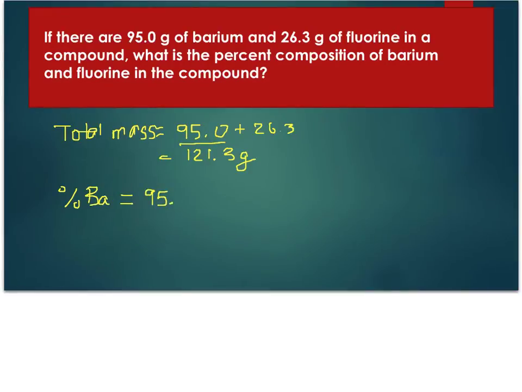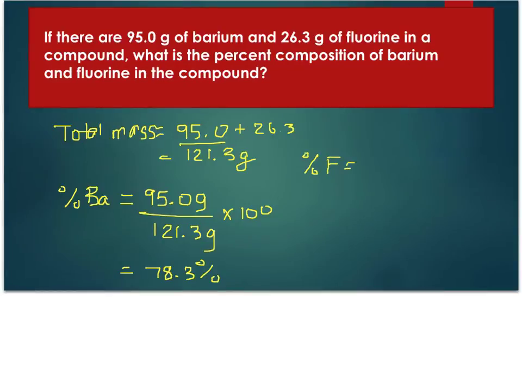So to find the percent of barium, which is our first element, we take the part, which is 95.0 grams for barium, divided by 121.3 grams, and we multiply that by 100. If you calculate it, that would give you 78.3%. Now to find the percent of fluorine, since a percentage is out of 100 and we only have 2 elements, that means the 2 of them must add to 100. So if we subtract 78.3 from 100, that gives us the percentage of fluorine, which is 21.7%.